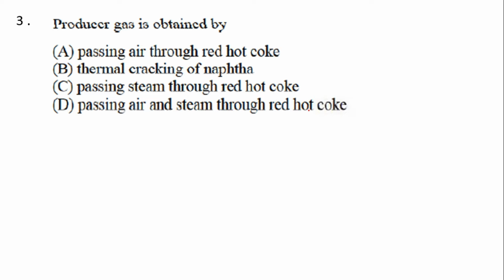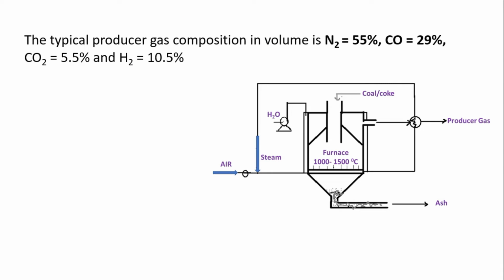So before solving this question, I would like to discuss some of the concepts related to producer gas. Mainly the producer gas consists of nitrogen and carbon monoxide. In minute quantities, we can also find carbon dioxide as well as hydrogen gas. When it comes to the production of the producer gas, air and steam together are injected into the furnace, and inside the furnace the following reactions will take place.